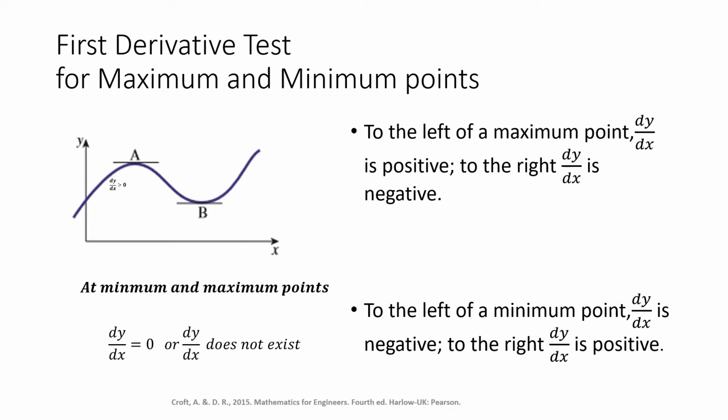Look at point A: increasing and then decreasing; at point B: decreasing and then increasing. So when this kind of pattern comes, first increasing and then decreasing at a point, we will conclude it a maximum point. And if the pattern is first decreasing and then increasing, we will conclude it a minimum point.